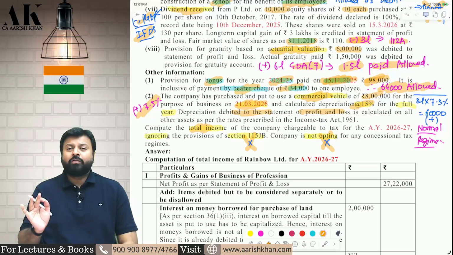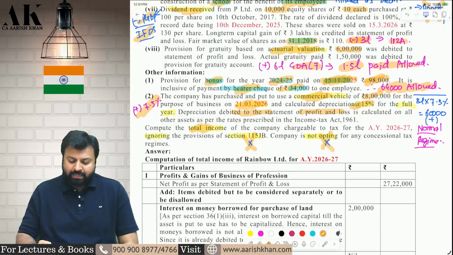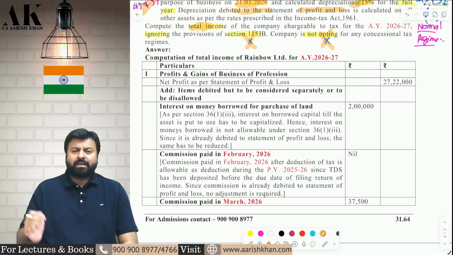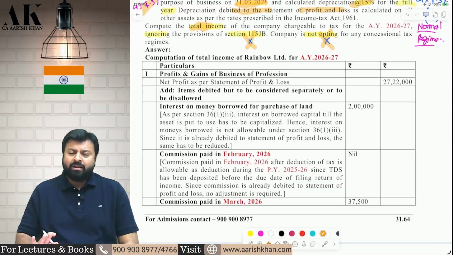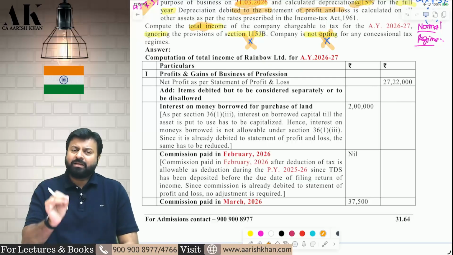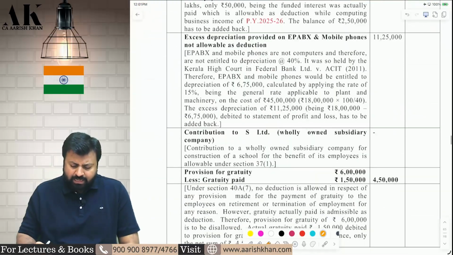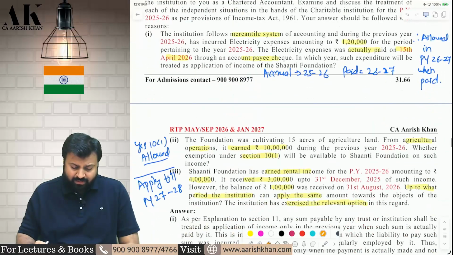Now, because you have debited to P&L, you have to add back 50%. So you have wrongfully claimed 15%. You should claim only 7.5%. Therefore, 7.5% will be disallowed in this case. Okay. That's the only thing which is asked. No 115BAA, no MAT, no tax calculation also. Only total income as per the normal provision. I hope it is clear to all of you. Let's go ahead with the next question.